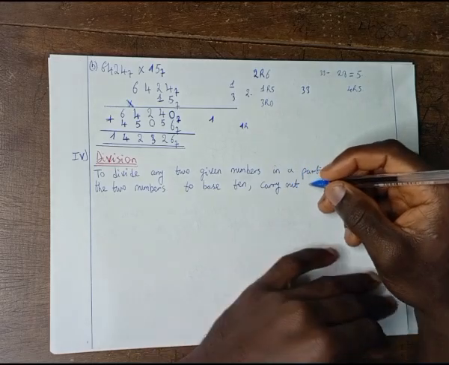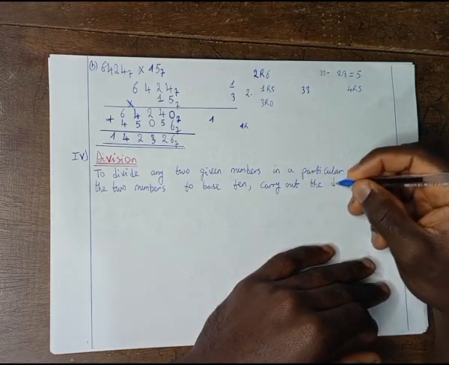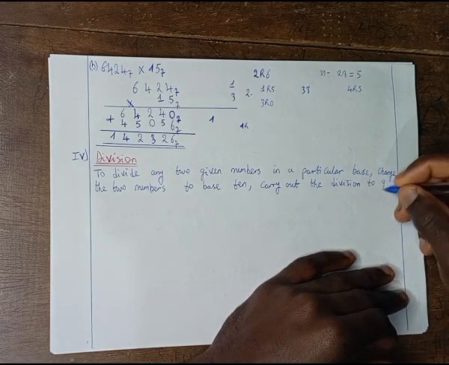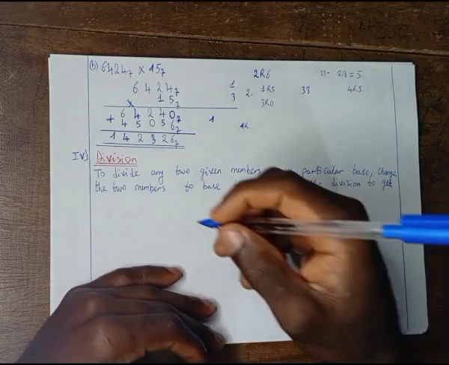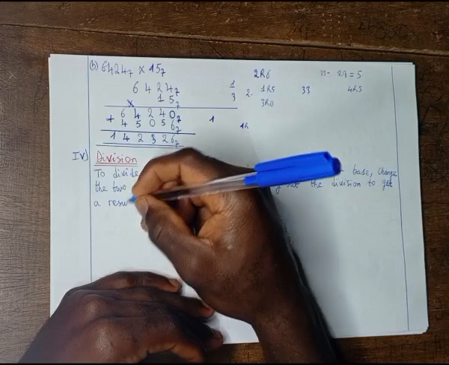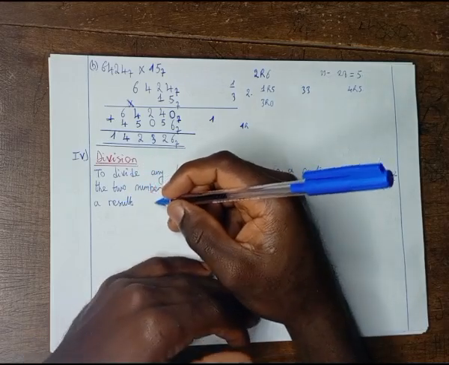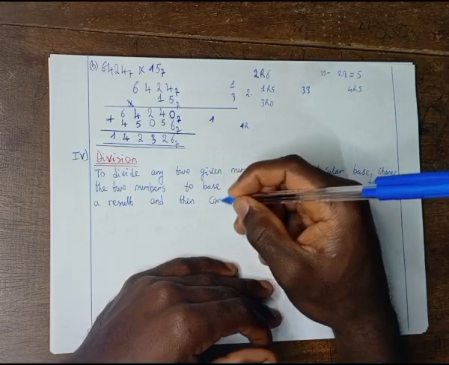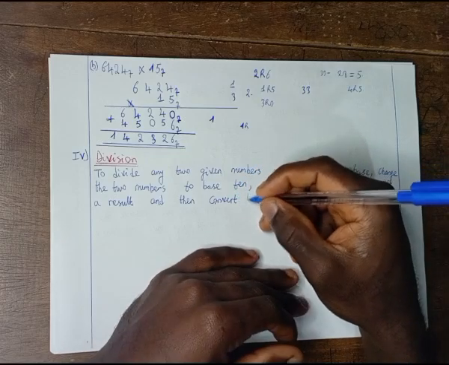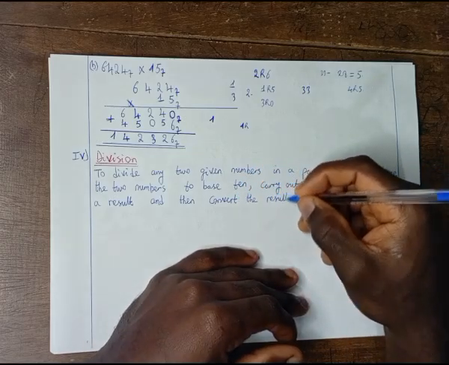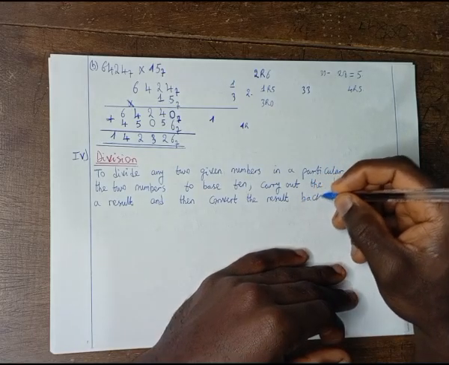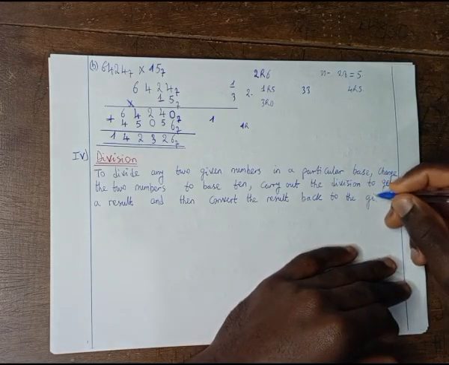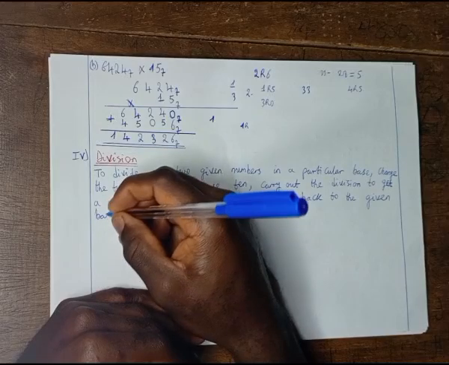Carry out the division of the two numbers which have been changed to base 10 to get the result, the quotient, and then convert the result back to the given base.